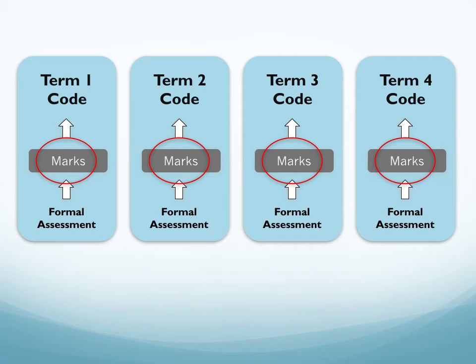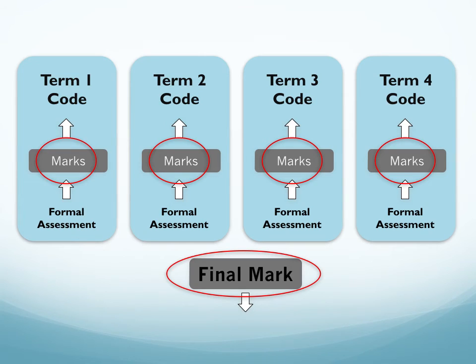Now, where there's often confusion is what do we do in term 4? The important thing to remember for term 4 is we go back to the marks. We don't use the codes from the other terms. We go back to the marks and we use the marks to calculate what we call a final mark for the year. That final mark leads to a final code. And that mark and code is going to change depending on what the weighting is between what we call the school-based assessment and the end-of-year exam.